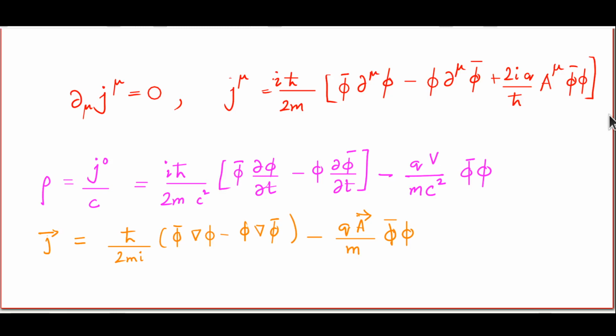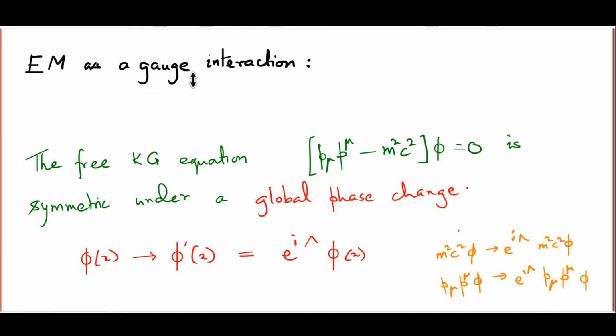But for the time being, let me turn to another aspect of this particular kind of interaction that we are talking about. This happens to be at the very heart of what we call modern particle physics. What we will see now is that the minimal coupling prescription that we use to introduce the electromagnetic field's effects on a particle obeying the Klein Gordon equation is an example of what is called a gauge interaction.